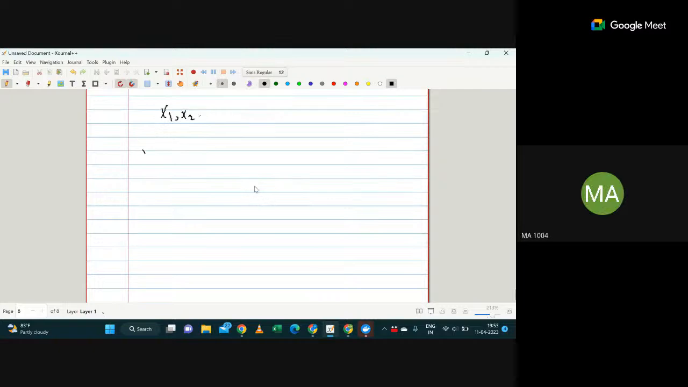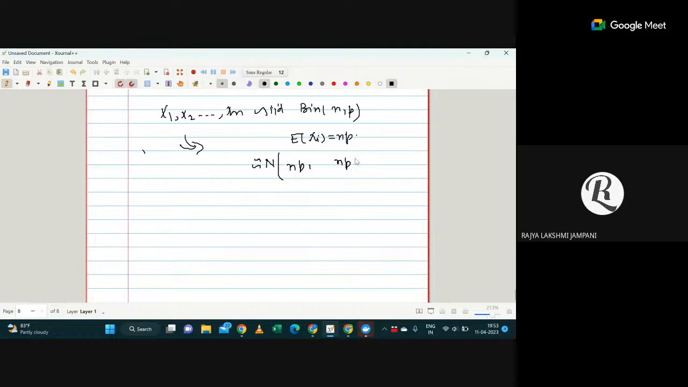Suppose I'm saying these are all iid, binomial n comma p. Right, the expected value of xi is np, correct? Now, for a large sample, what can I write? It will be something normal. Yes, I understood this: normal of np comma np(1 minus p). That's fine. So, the expectation of each xi is np, right?